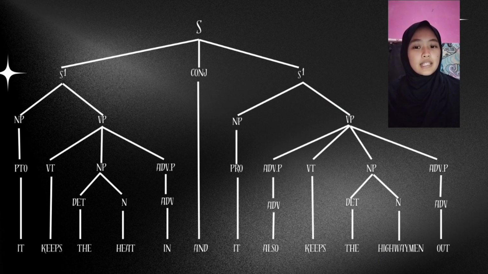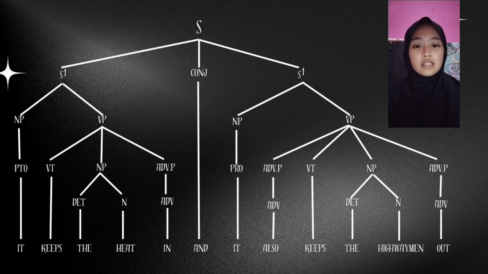Now I would like to explain the tree diagram of the sentence. It keeps the heat in, and it also keeps the highwayman out. At the top of the diagram, there is S, which stands for sentence. It represents the whole sentence. The sentence is then divided into three parts: S bar, conjunction, and another S bar. The conjunction is the word and, which connects the two clauses.